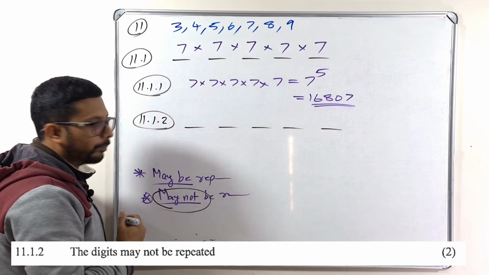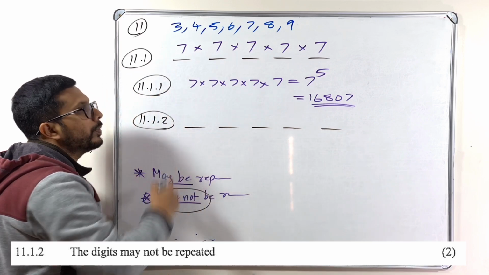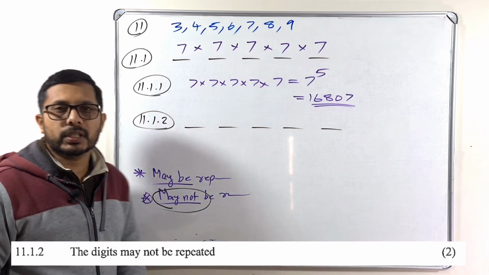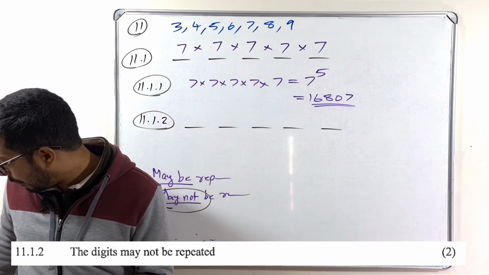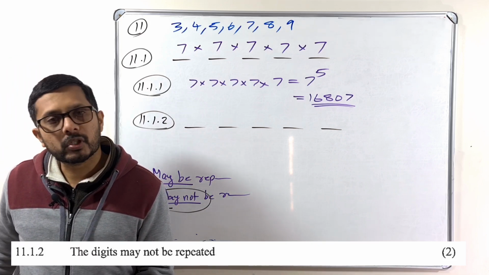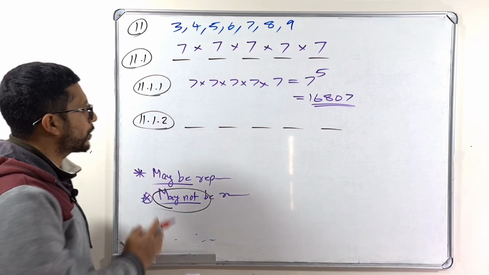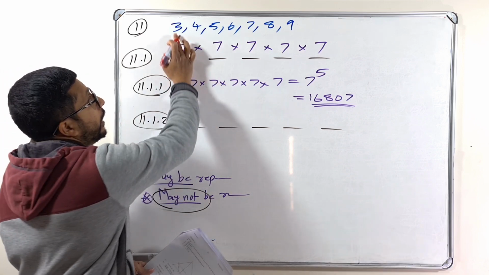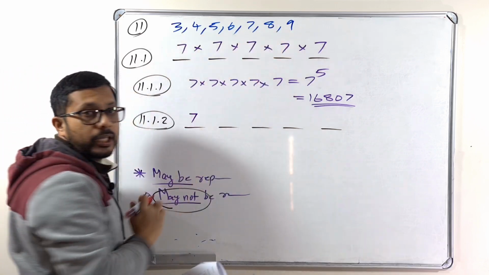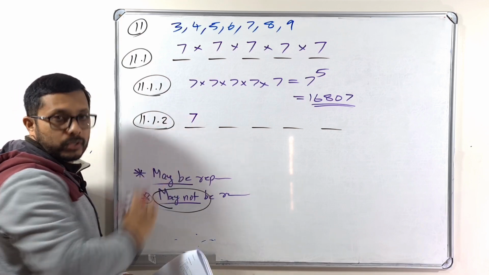5 digits. Okay, so for the first position to be filled, how many options do I have? I didn't take any numbers yet. I can take any one of these 7 numbers. That means I have 7 options.